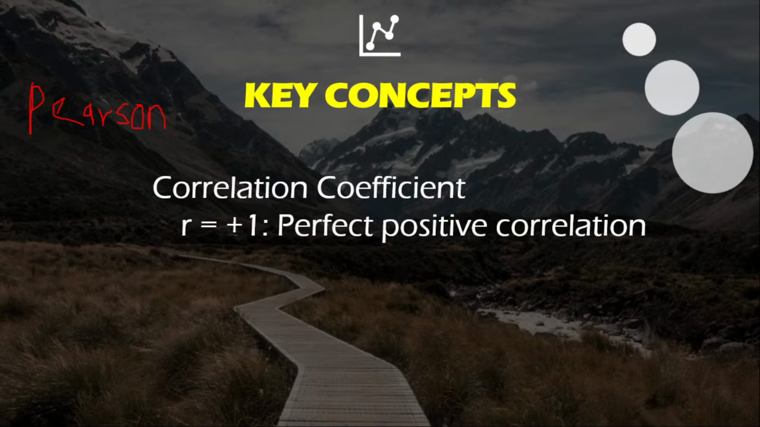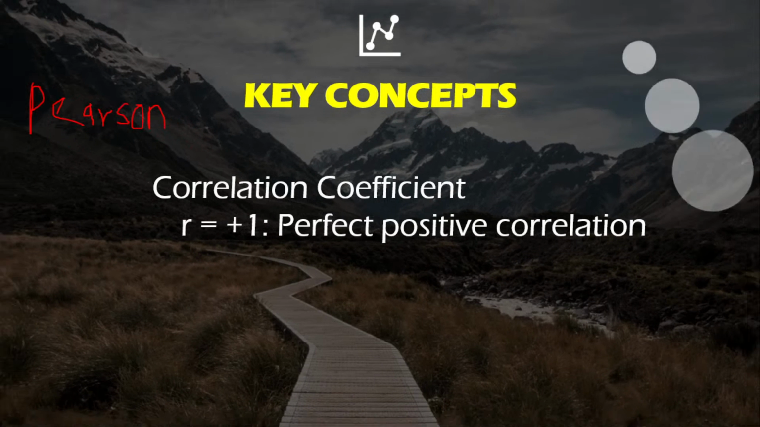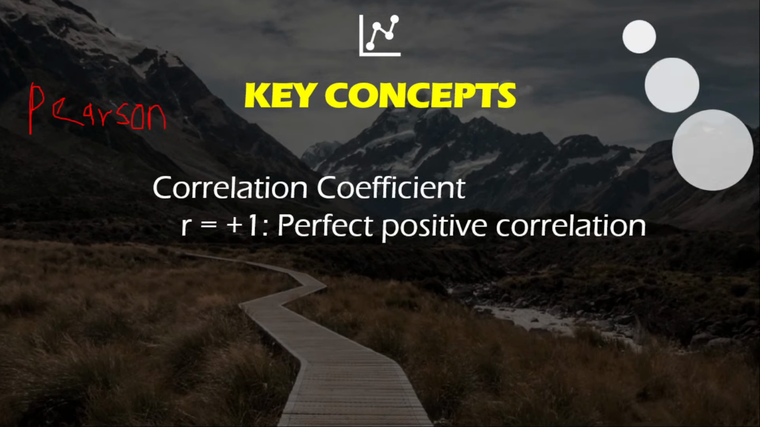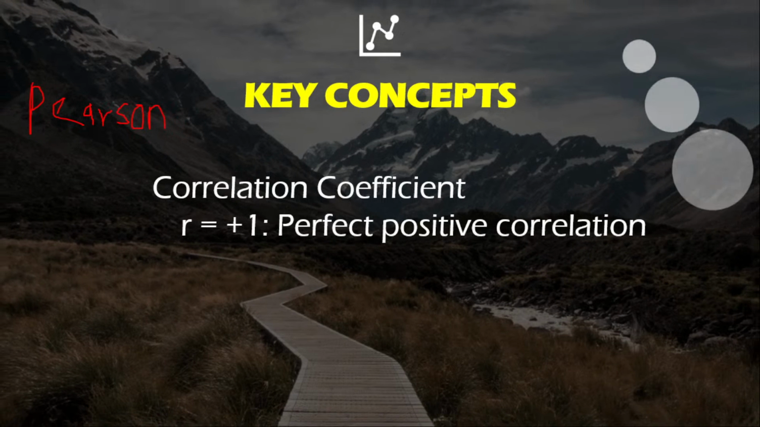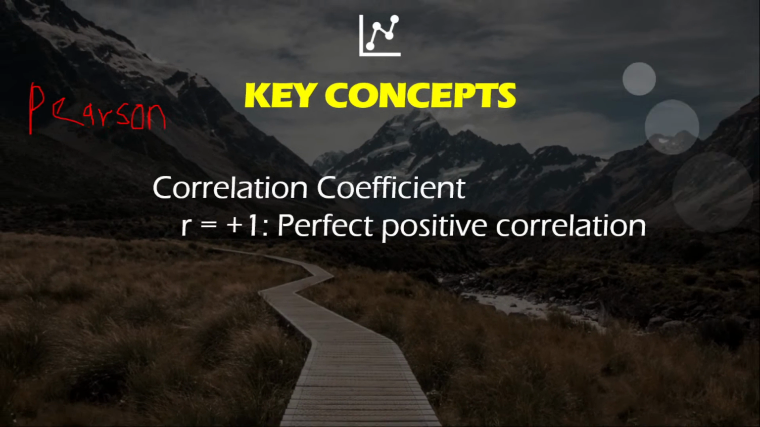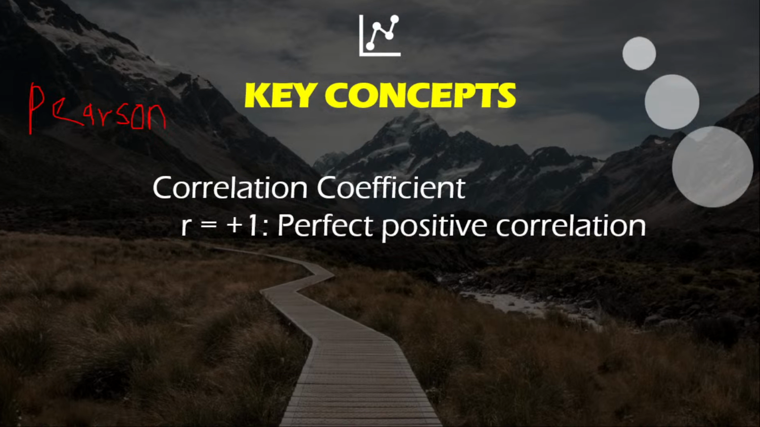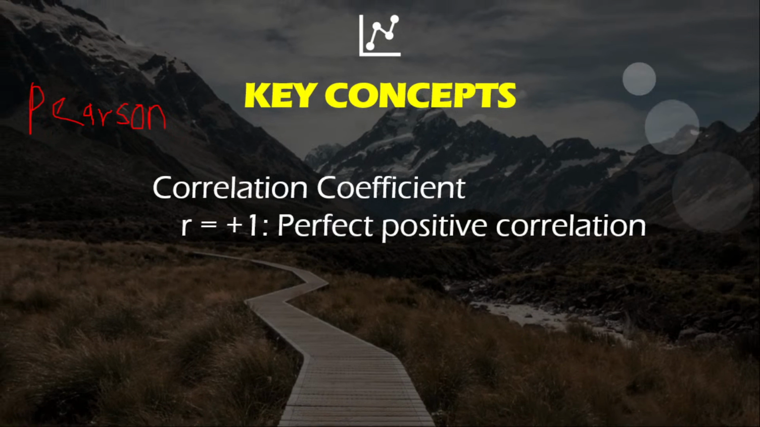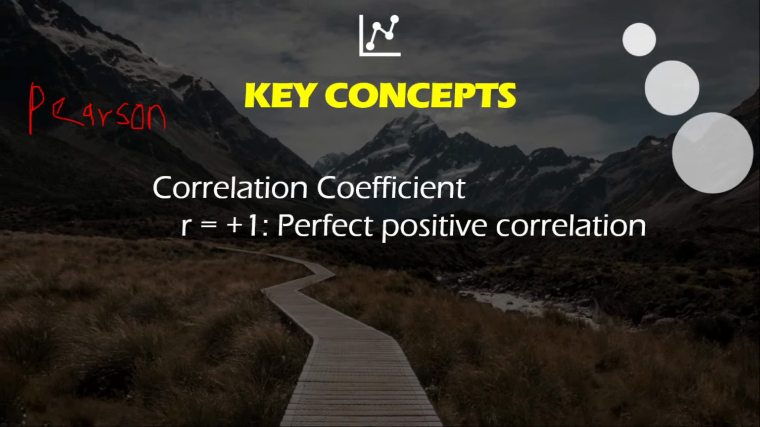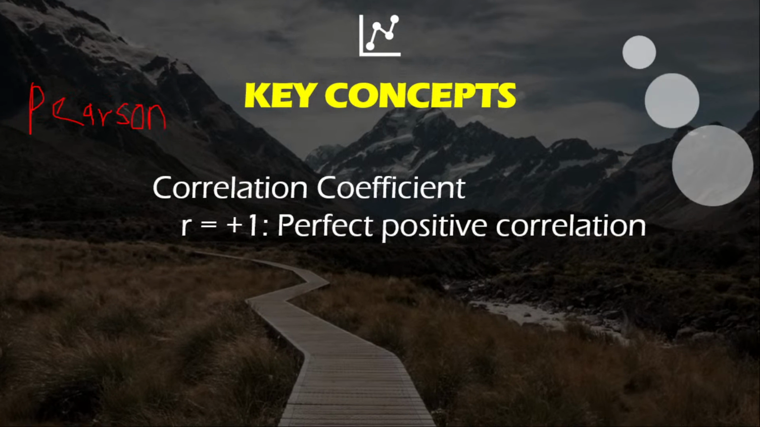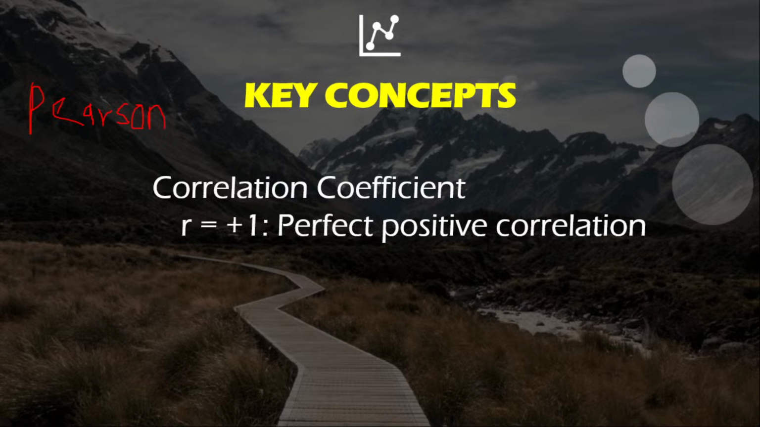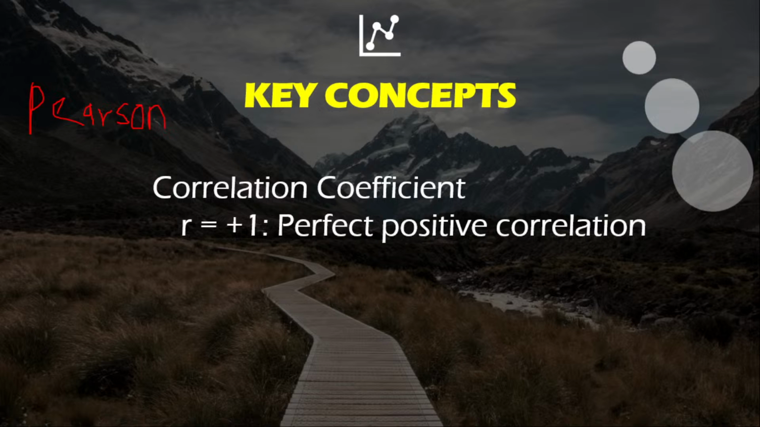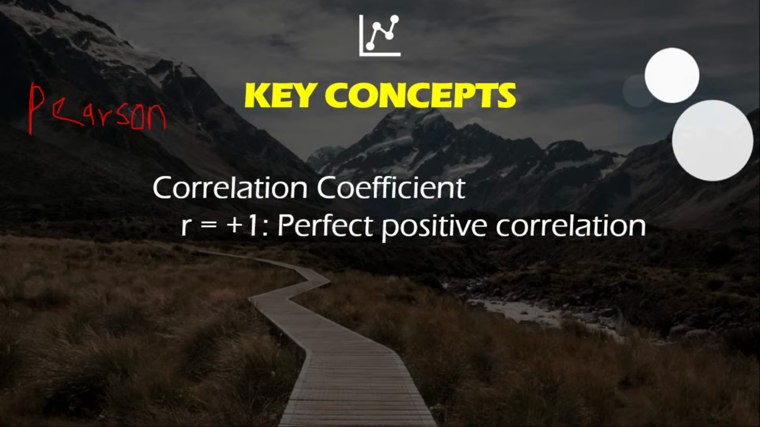Under correlation coefficient, our correlation coefficient R, you can call it anything. You can call it Z, alpha, beta, P, C, whatever. The R there is just a name. So if the correlation coefficient R equals +1, that's a perfect positive relationship. In other words, it's a perfect positive correlation.